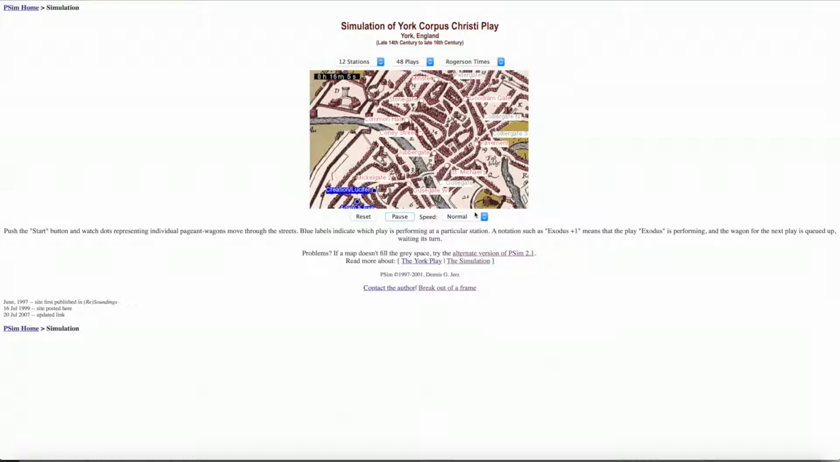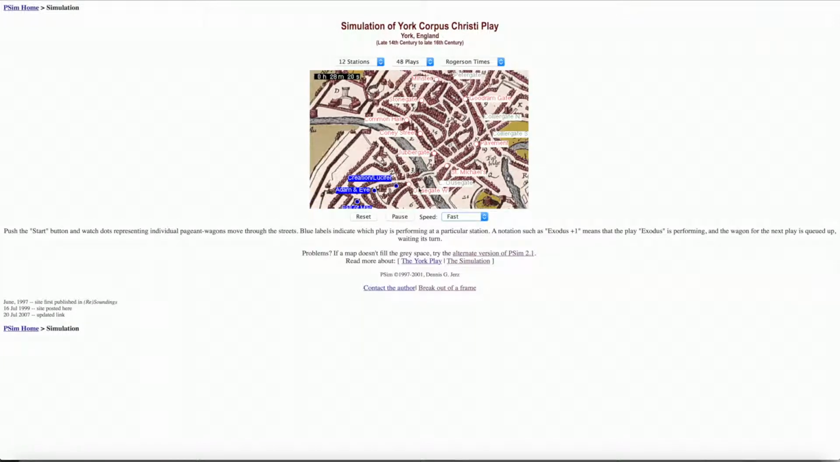But as you can see, the plays start and individual plays are being performed in different spots throughout the city. And there are a number of different possibilities for plays. It could be either 32 or 48 plays. And this is a simulation with 48 plays and with 12 stations. By that, it means there's 12 individual places in the city where the entire cycle is performed.